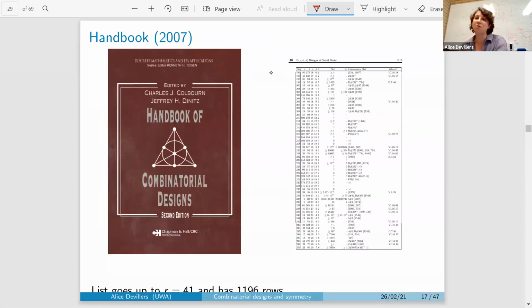I want to show the Handbook of Combinatorial Designs. Here you can see it's a brick. There are lots of different types of design. So these balanced incomplete block designs I'm talking about are not the whole book, but a significant part of the book. And it has tables, like you can see on the right-hand side. The list goes up to R equals 41, and there are 1196 admissible sets of parameters.